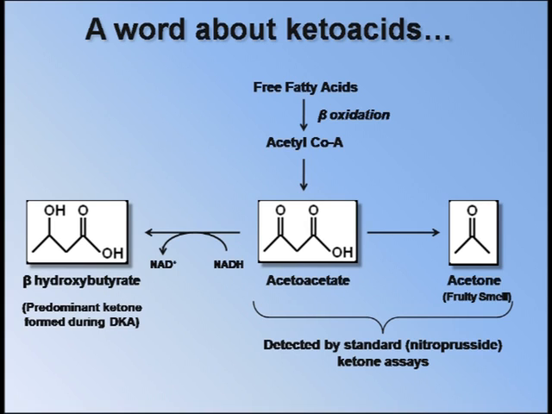The last point to make about ketoacids is that as part of the process of treatment of DKA with fluids and insulin, the beta-hydroxybutyrate will be oxidized back into acetoacetate. As a consequence, even though the patient may be getting better and their acidosis resolving, their ketone levels as measured by the nitroprusside assay may counterintuitively worsen. But this worsening is just a misleading artifact and should be ignored. For this reason, serial ketone levels should never be ordered during treatment of DKA.